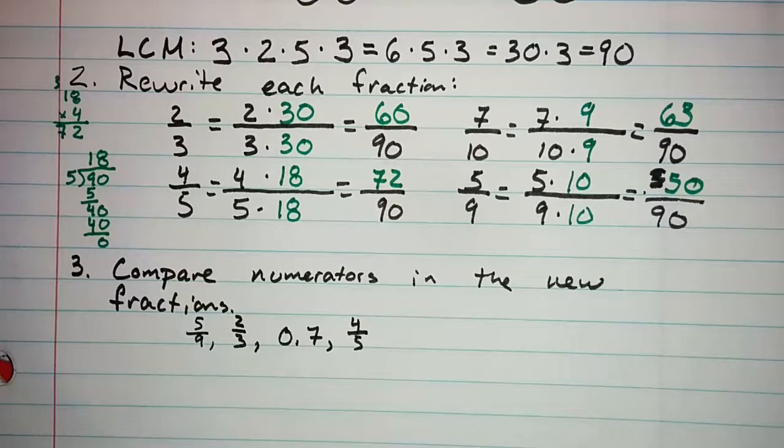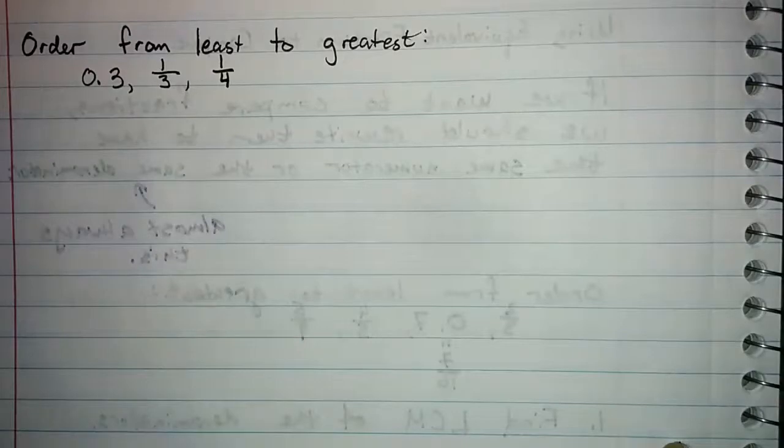Let me give you one to try. Order these three fractions from least to greatest: 0.3, 1/3, and 1/4. Pause the video and try this now.